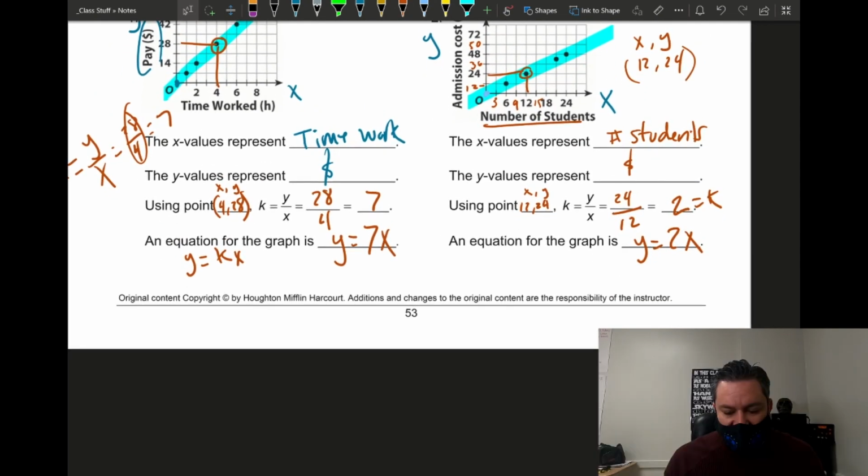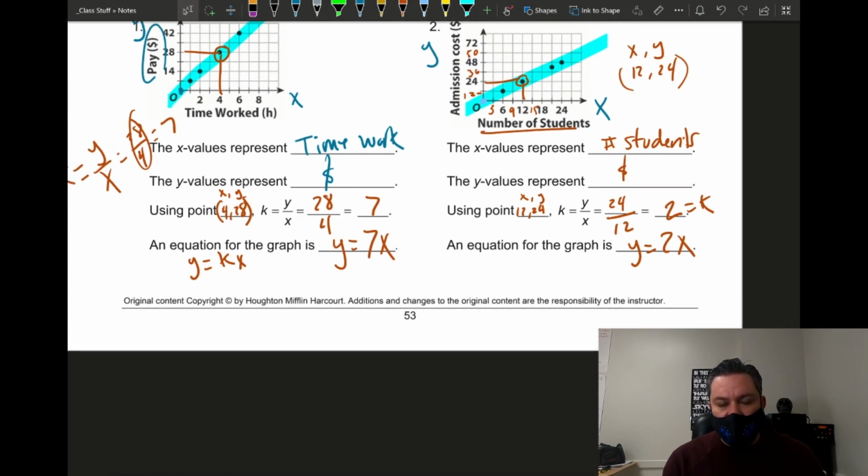So, that's really all there is to this. We're using the same equations as we used before.